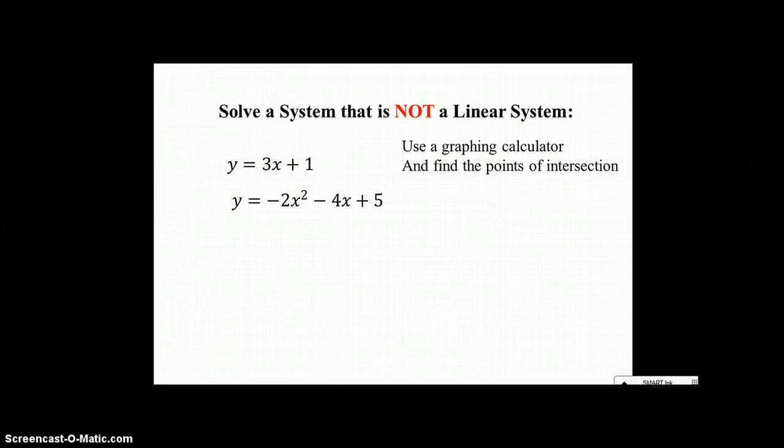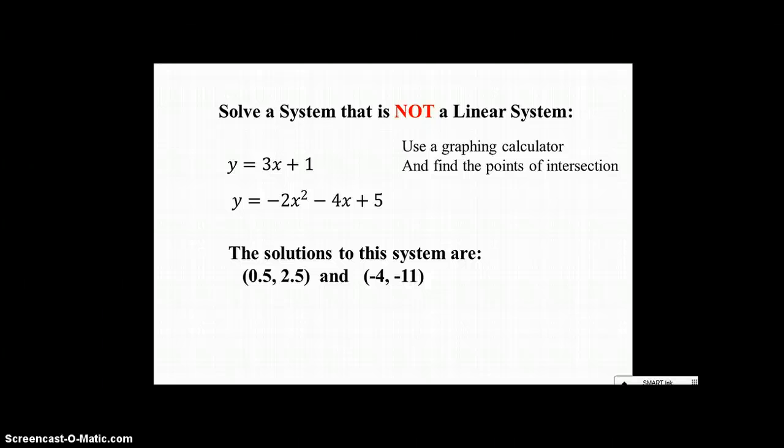So as we said, let's write down those solutions. They are (1/2, 2.5), as well as (-4, -11). So those are our 2 points of intersection. They are the solutions to this system.